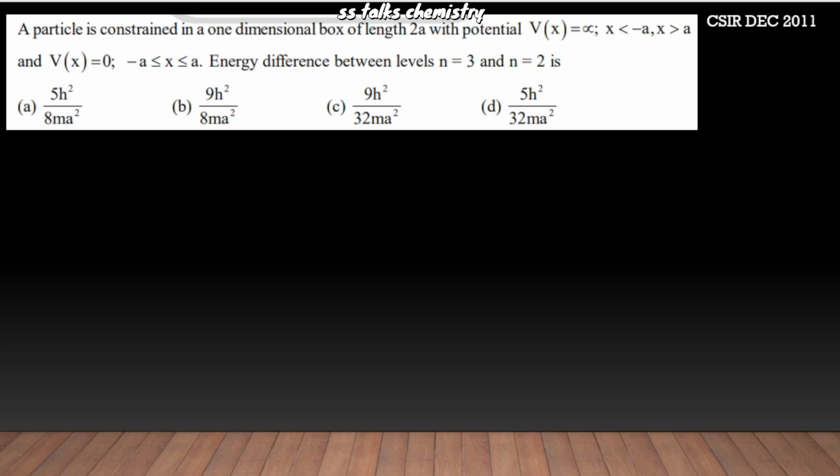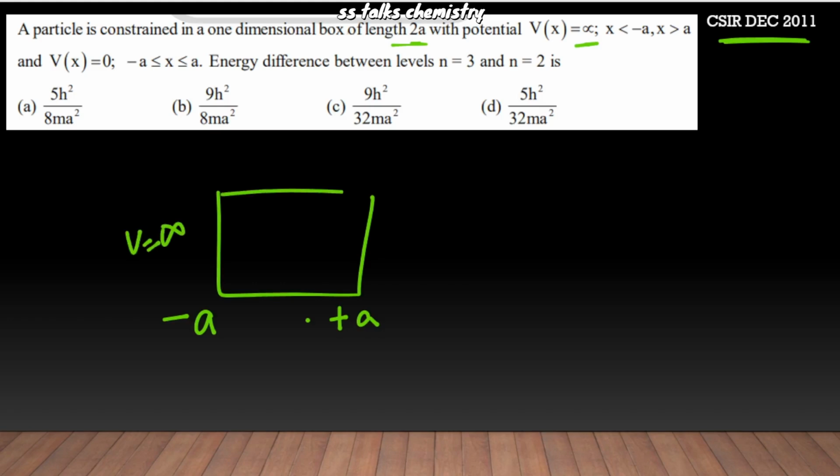Next, this now begins the questions from the CSIR exam of December 2011. It says that a particle is constrained in a 1D box of length 2a, with the potential values infinity. So this box is from minus a to plus a. This is the 2a length. The potential for x less than minus a and x greater than a is infinity. So outside it the potential is infinity and inside it is 0.